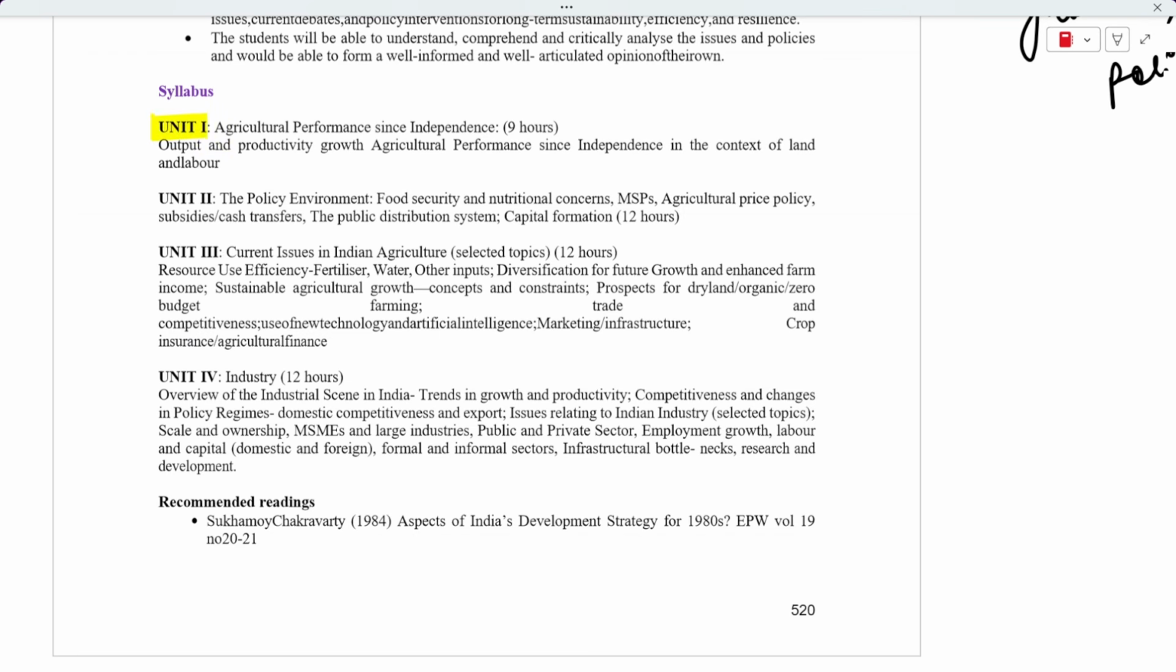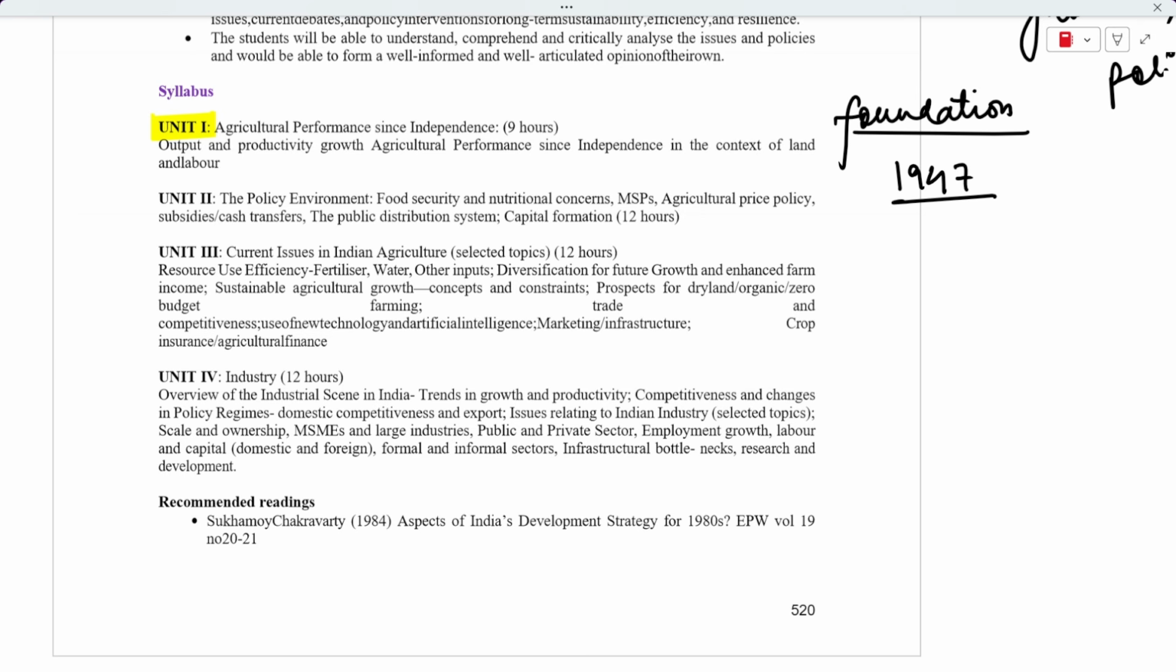We have unit 1, which is agricultural performance since independence. This is your foundation unit, a very important unit. When we take a look at the PYQs, you'll realize why. Before you can understand any problem in Indian agriculture, you need to understand how agriculture has performed since 1947, because this is the period that we're talking about.